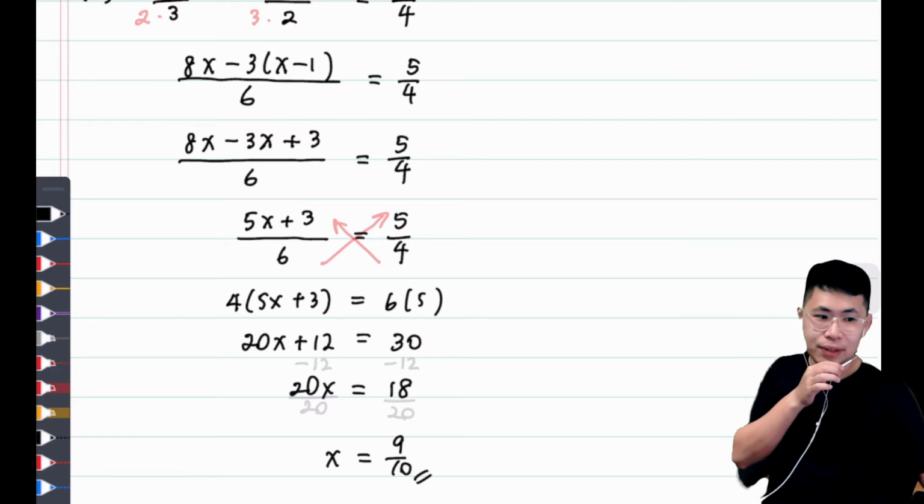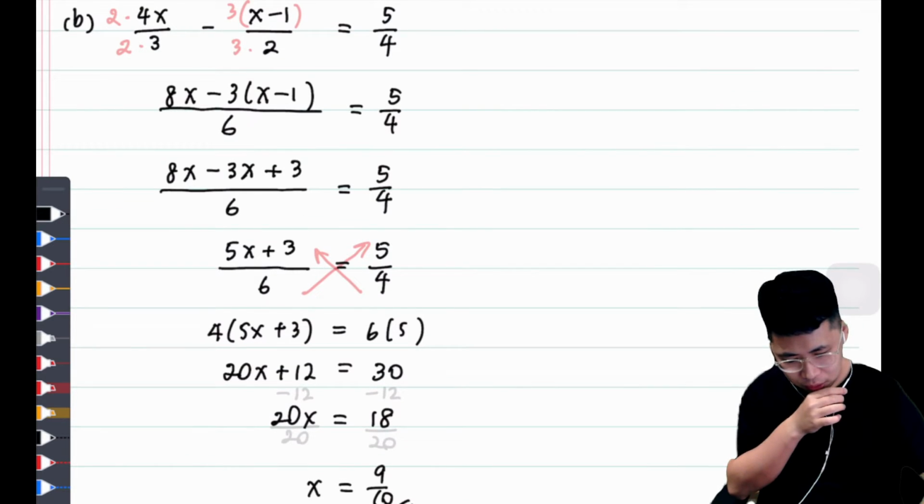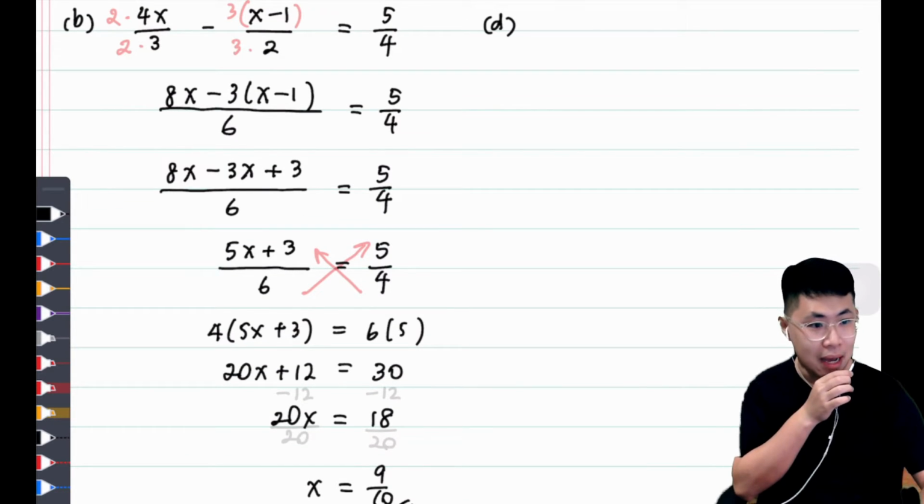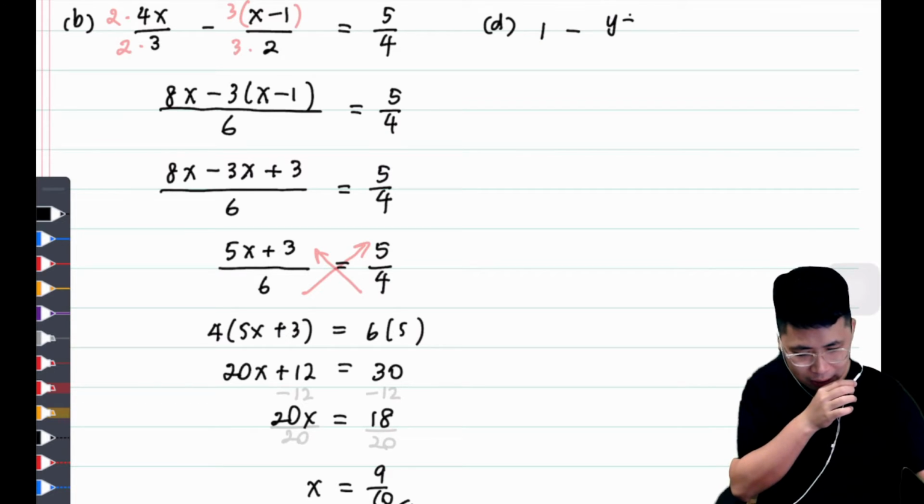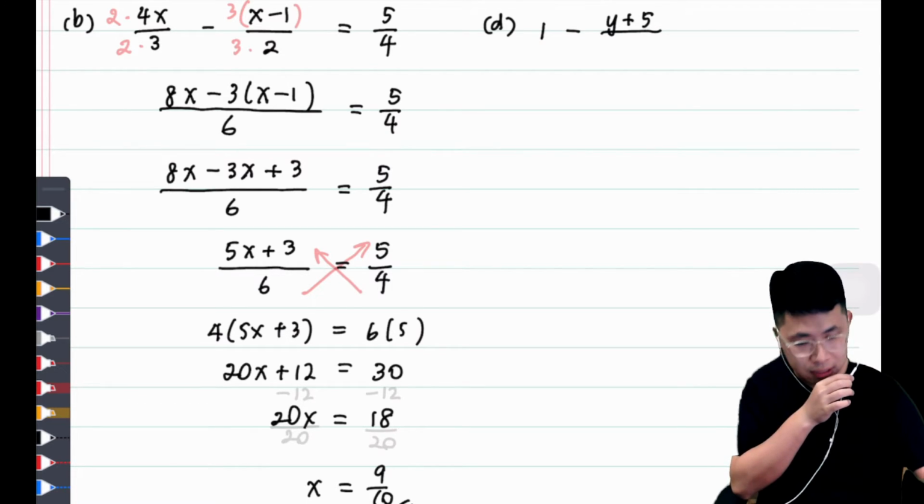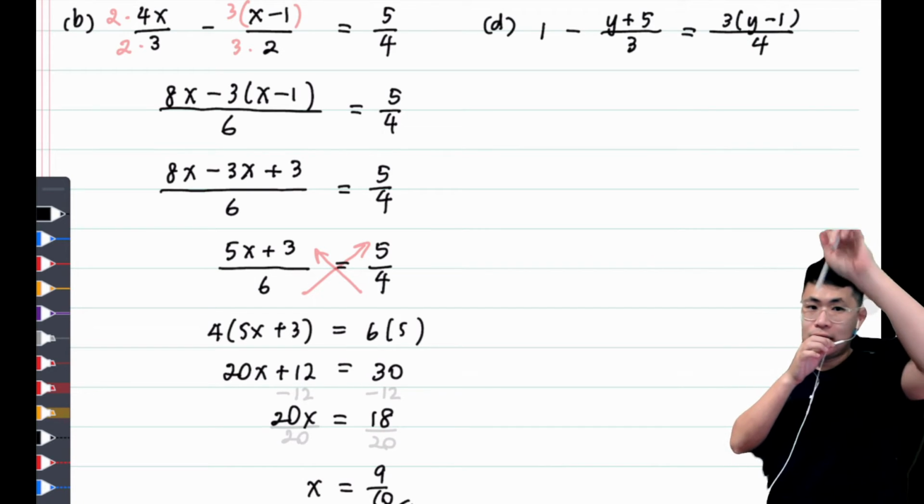Okay, so moving on to part D, the question will look something like this. So for part D, we have 1 minus y plus 5 over 3 equals to 3 times of y minus 1 over 4. Okay, so let's take a look over here.